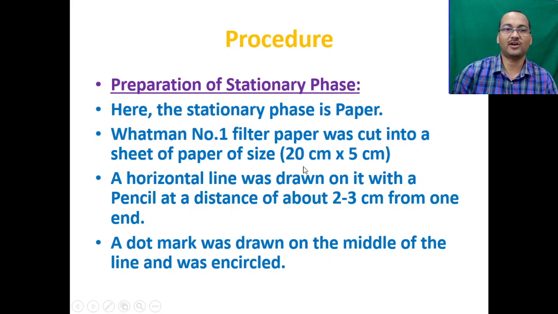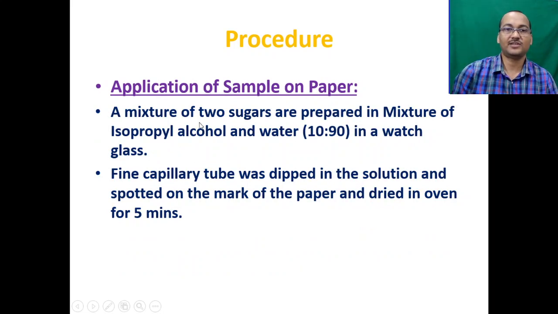Whatman filter paper was cut into a sheet of size 20 cm by 5 cm. A horizontal line was drawn on it with a pencil at a distance of about 2 to 3 cm from one end, and a dot mark was drawn on the middle of the line and encircled. Then application of the sample onto the paper. A mixture of two sugars was prepared in isopropyl alcohol and water in a ratio of 10 to 90 in a watch glass. Then a fine capillary tube was dipped in the sugar solution and spotted on the mark on the paper, and dried in an oven for 5 minutes.